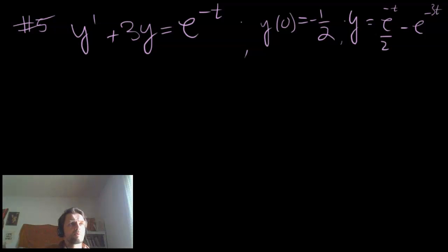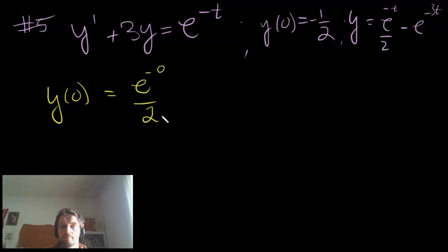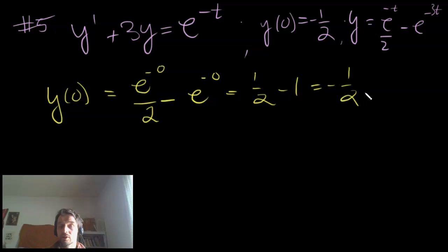So with this problem, again, I guess we could do two things. One, we might verify that when we plug a 0 into this solution that's given right here, we do in fact get negative a half. So let's do that. So y of 0 is equal to e to the negative 0 over 2 minus e to the negative 3 times 0. So in this case, that's 1/2 minus 1, or negative a half. Great. So this does satisfy the initial condition.